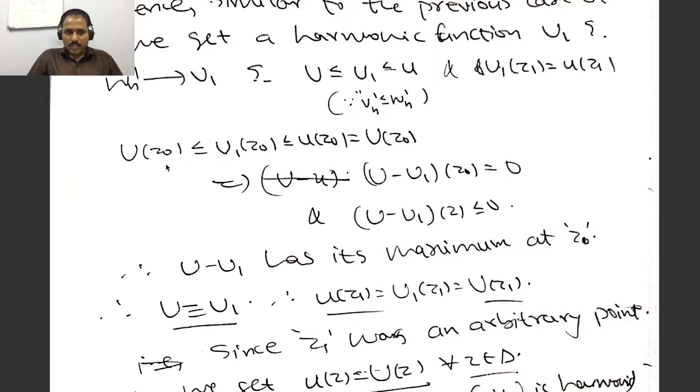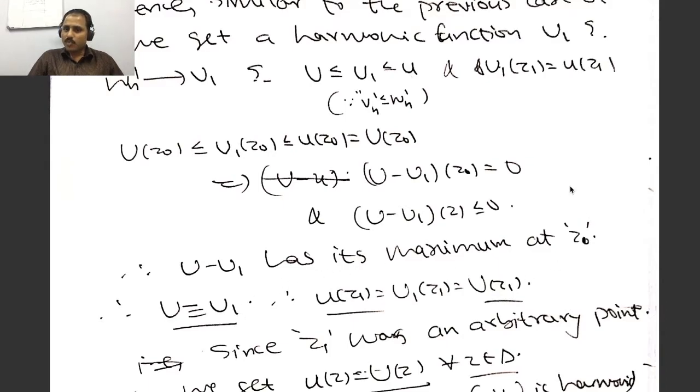Now capital U Z0 is less than or equal to U1 Z0, which is less than or equal to small u Z0, which is equal to capital U Z0. So this tells you that U minus U1 at Z0 equals 0. Therefore, U minus U1 at Z will be less than or equal to 0. Okay, and therefore U minus U1 has a maximum at Z0. So this is less than or equal to 0 and this is 0 at a point. So its maximum is attained at Z0. This happens only when it is constant, and that constant is equal to 0. So U is identically equal to U1.